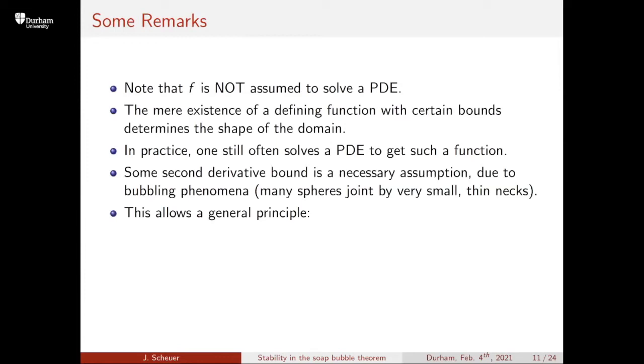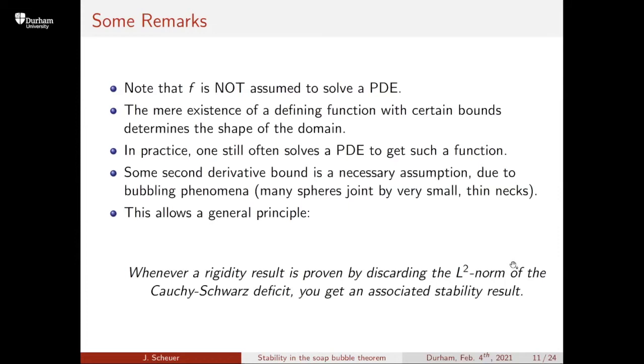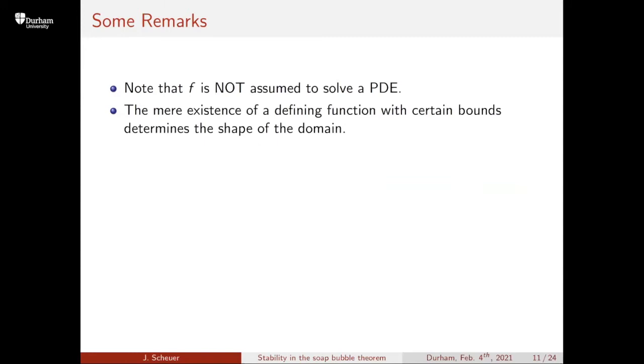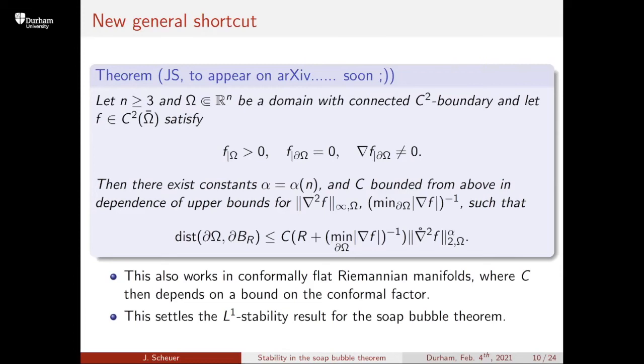So in general, this allows a very general principle that I want to state in one sentence. Whenever you have a rigidity result, for example, that constant mean curvature implies a sphere, and you have a proof of that which discards the L2 norm of the Cauchy-Schwarz deficit, then you can also get an associated stability result. There is a whole zoo of problems that are solved by this kind of approach. In many rigidity results, people just throw away such a Cauchy-Schwarz term. And whenever they throw away such a term, you can make the analysis quantitative and get an associated stability result using this theorem here. I expect plenty more applications of this approach, and a few of them I will give you now. But I think we are halfway through the talk.